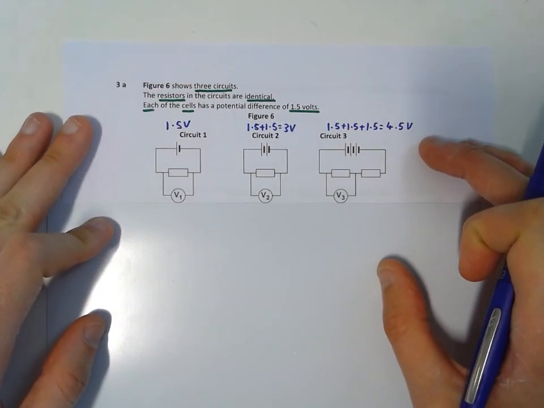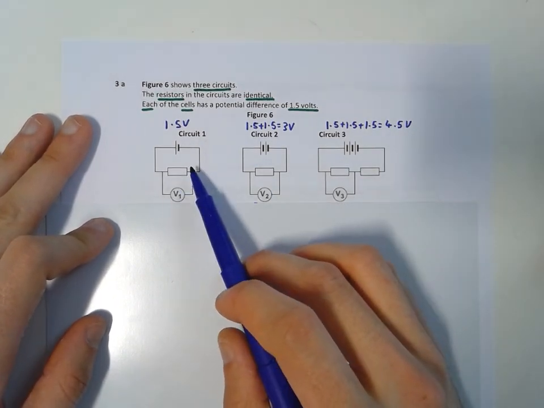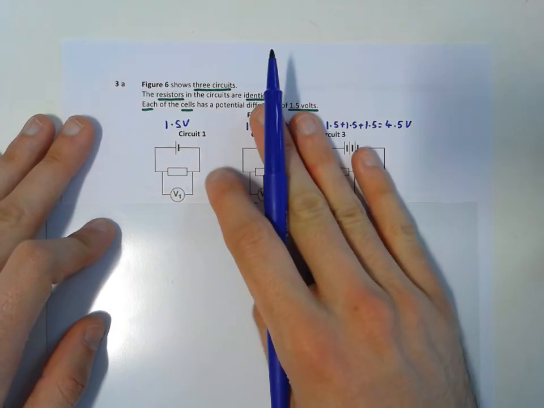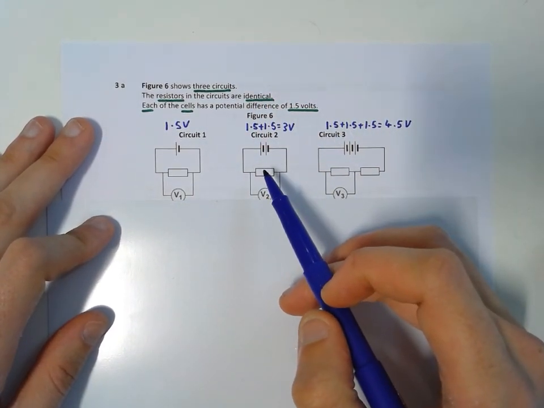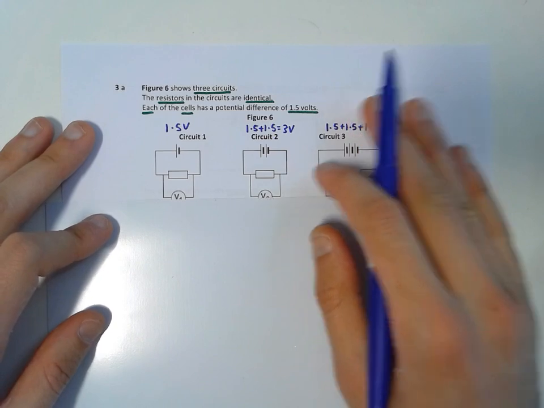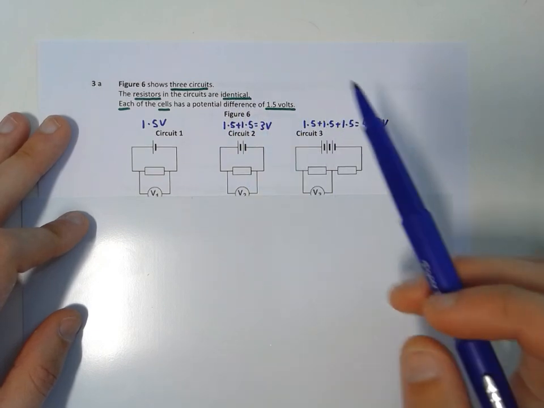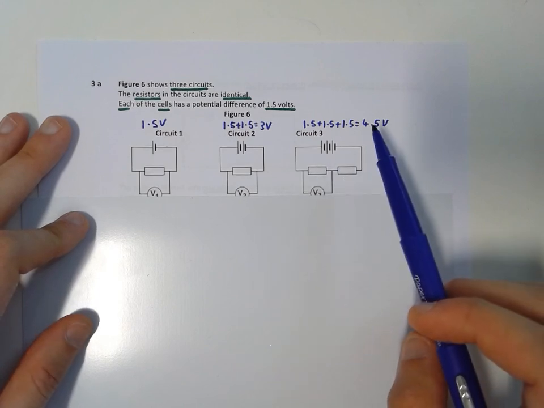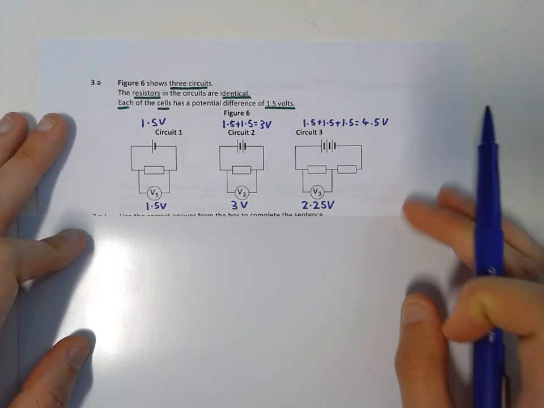I've also worked out the values on these voltmeters as well. So as this is the only component in the circuit other than the cell, all the potential difference of the cell is going to be across this resistor, so this one will be 1.5. Similarly, only one resistor in this circuit, so all the potential difference will be across this resistor, so that will be 3 volts. Here a little bit more complicated. We need to look at the question. It says the resistors in the circuits are identical. So if these two have identical resistance, then the potential difference will be shared equally between them. So 4.5 volts shared equally between the two of them is 2.25 volts. So this one will be 2.25 volts.